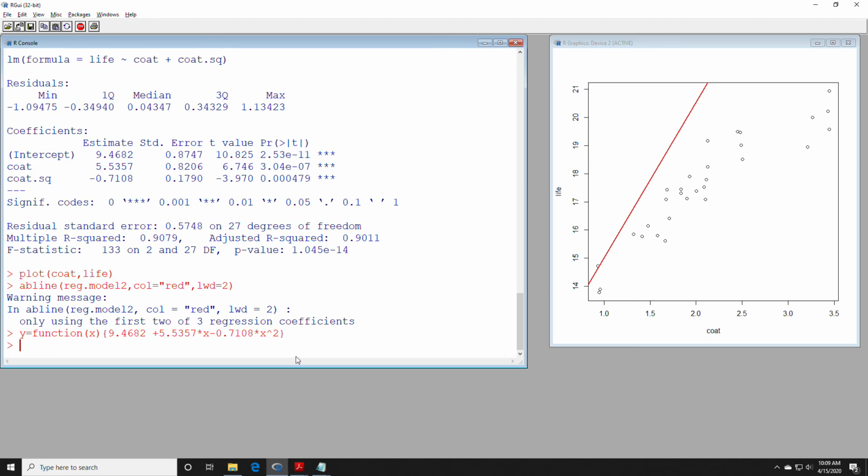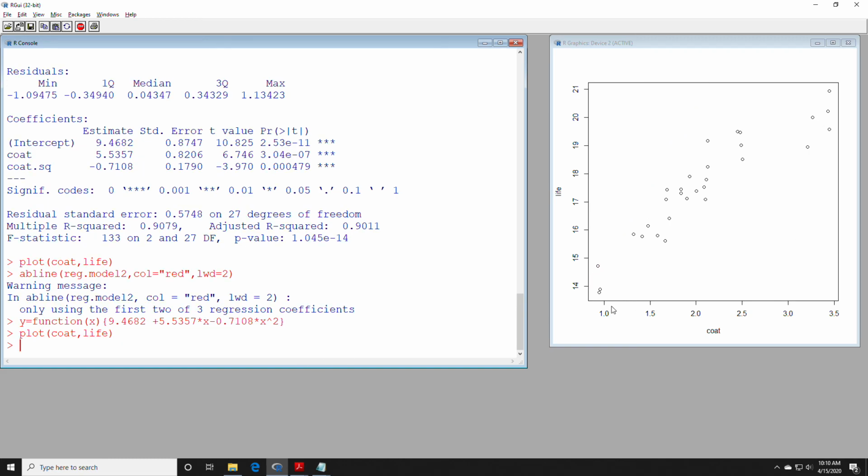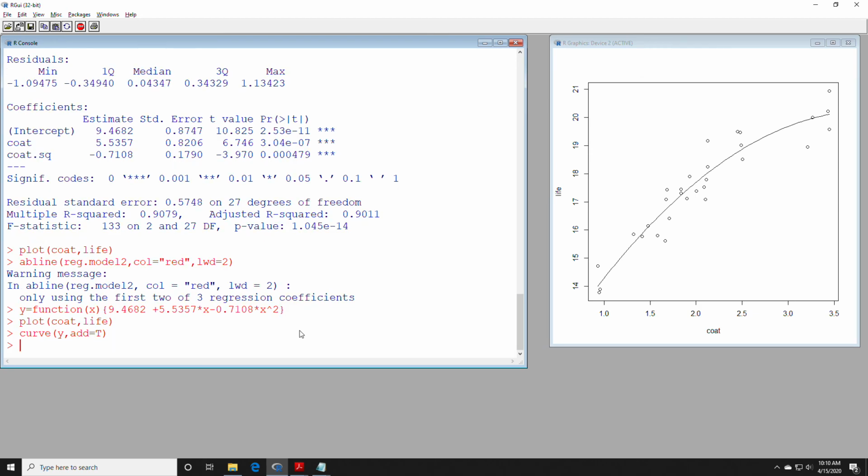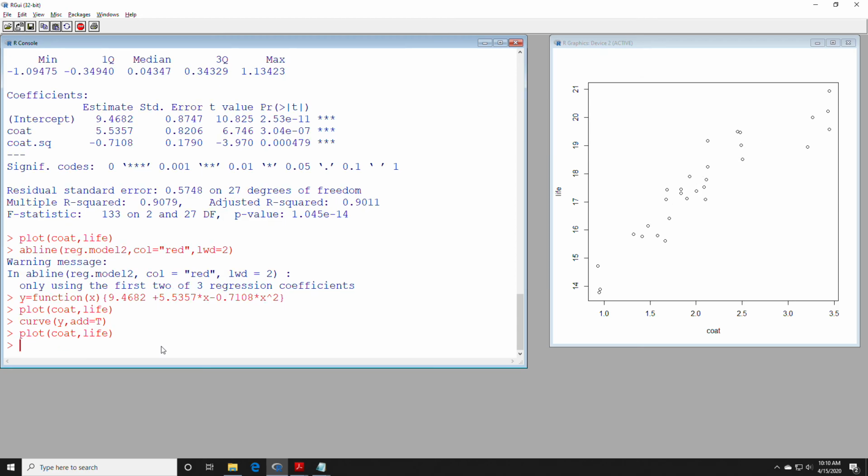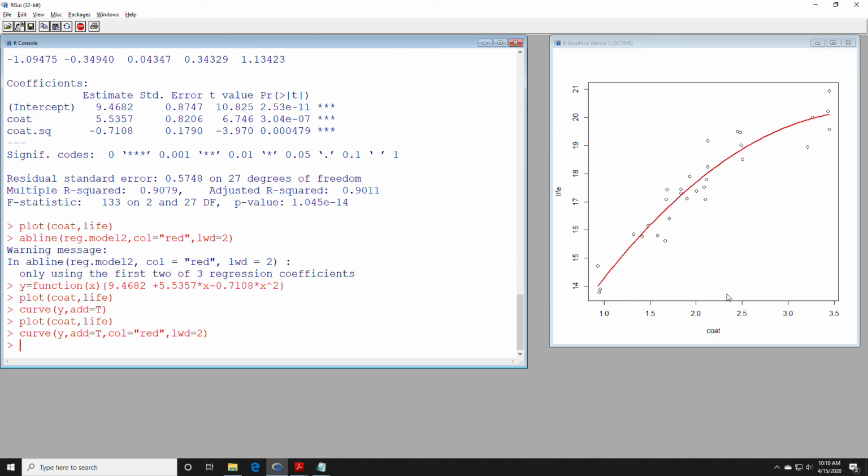I want to go back to my scatter plot of x versus y, coding versus lifetime. And now I think if I put curve y, add is equal to T, add is equal to TRUE. Let's see if that works. And there you go. Of course, if I wanted it red, I could do color is equal to red. Maybe I'll do that just to get a nice looking plot. Line width is equal to 2 makes the line a little thicker. And there you go.